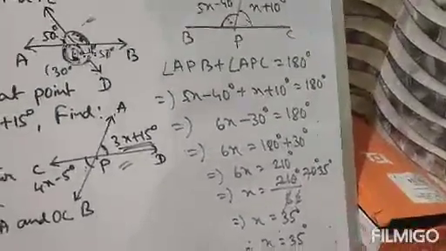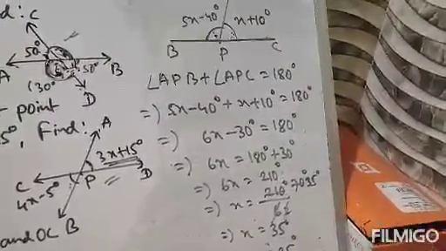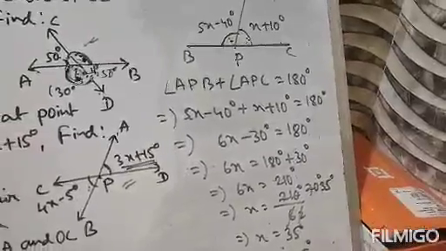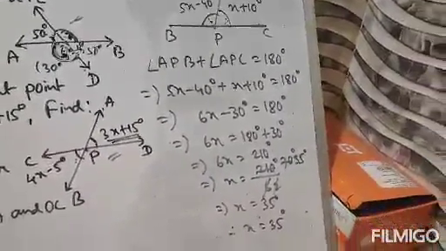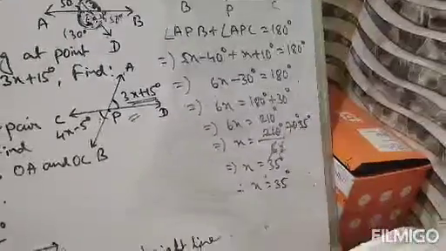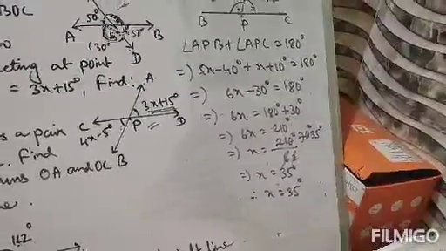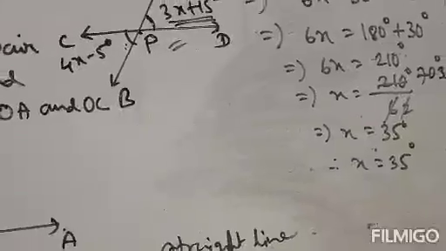So 5x plus x, that is 6x, minus 40 plus 10, that is minus 30. So 6x minus 30 degree equal to 180 degree, so it is 210 degree. So it is 35 degree. So x is 35 degree.